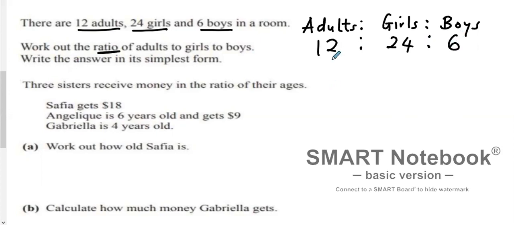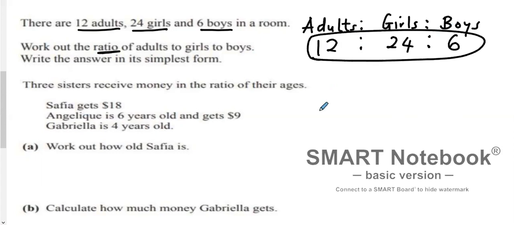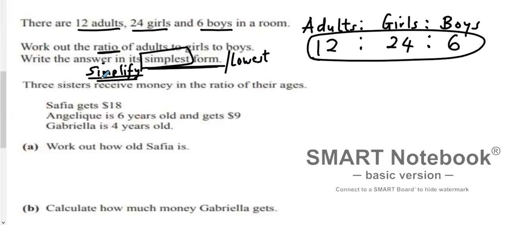So work out the ratio. This is the way we write the ratio of adults to girls to boys. Then you don't need to stop here. Any ratio has to be simplified. You have to simplify the ratio, and that is what is meant by simplest form. Sometimes they say lowest term. When they say lowest term, they mean simplest form, and that means simplify your ratio.